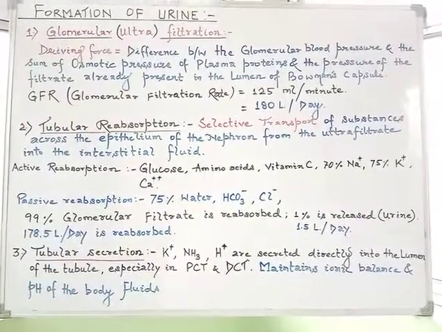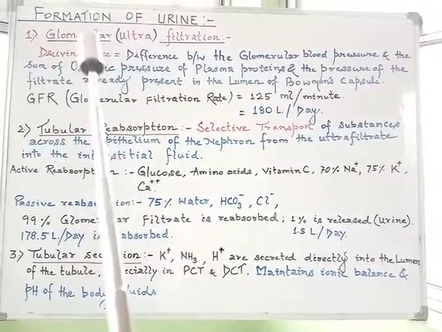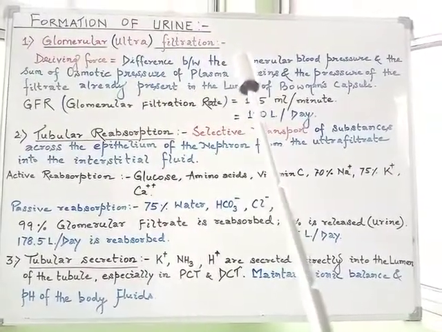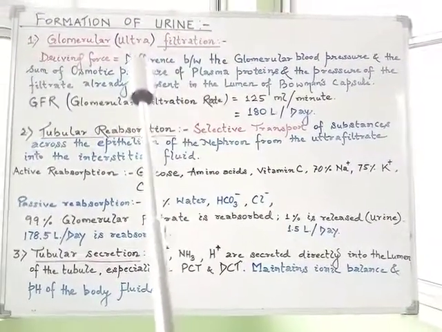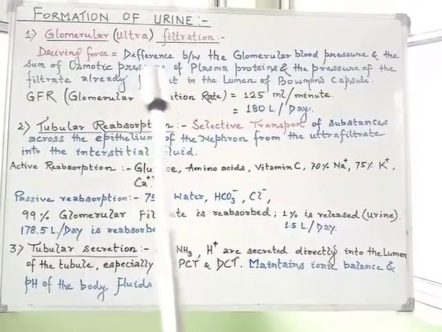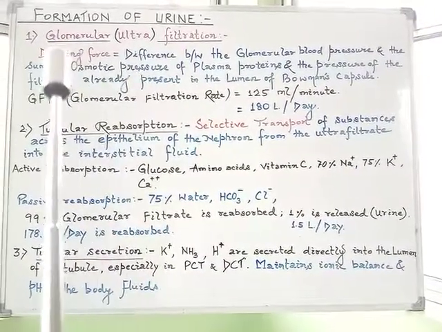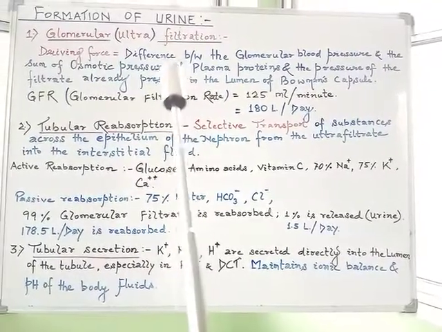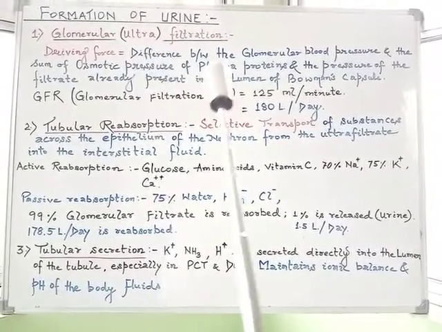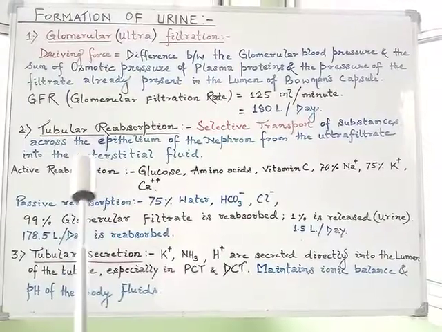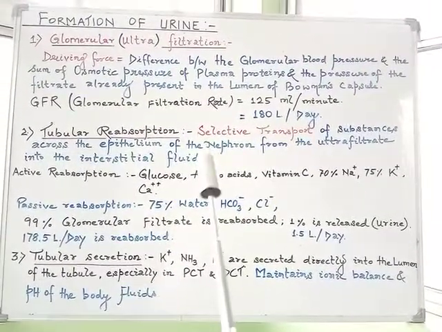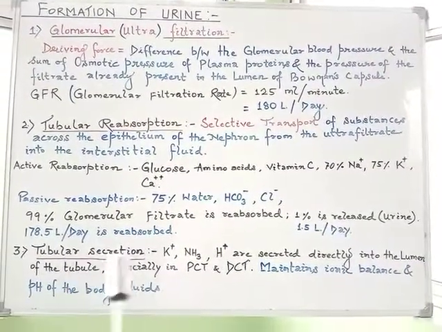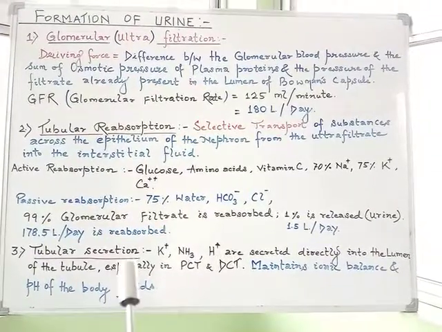So now we'll discuss the steps in the formation of urine. The three steps involved during the formation of urine are: the first one, glomerular filtration, also known as ultrafiltration, followed by the second step, tubular reabsorption, followed by the third step, tubular secretion.